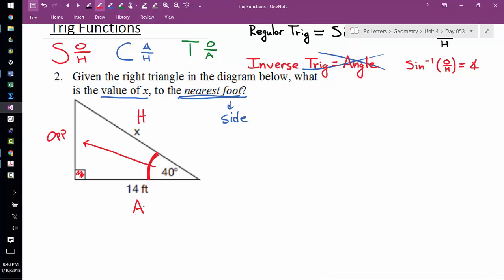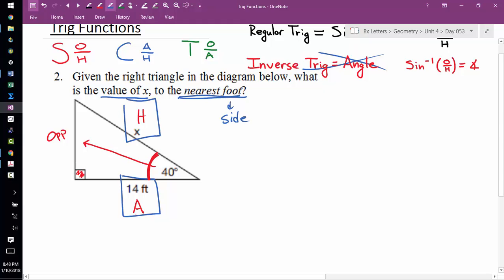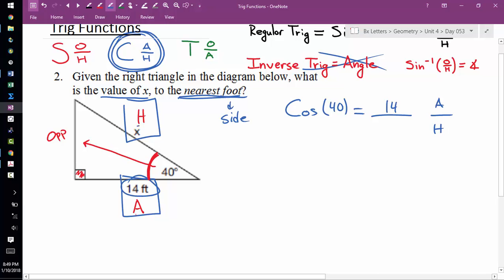Now it's time to decide which trig function I am going to use. Here I have my adjacent, and I want to find something about my hypotenuse. So the trig function that uses adjacent and hypotenuse is cosine. I'll write out the cosine of my angle of 40. That must be equal to the adjacent divided by the hypotenuse. And here I can see my adjacent is 14, and my hypotenuse is what I'm solving for.